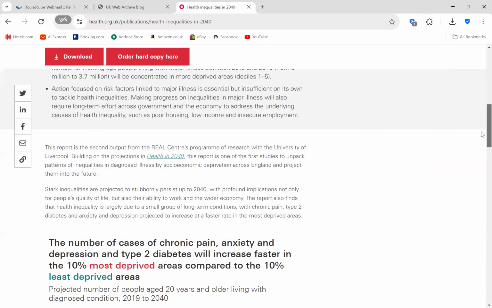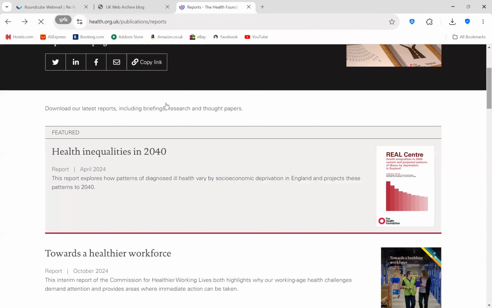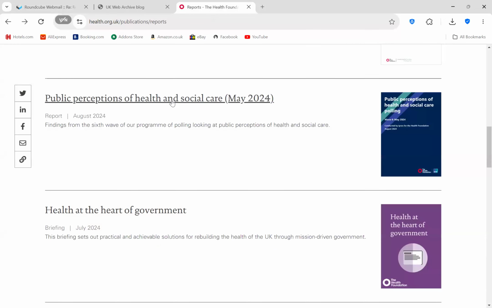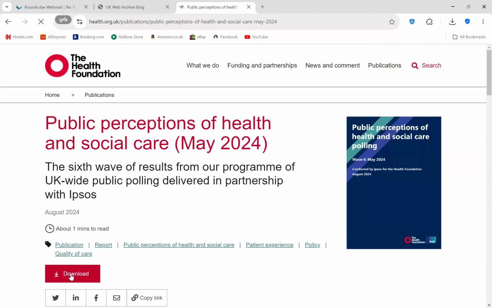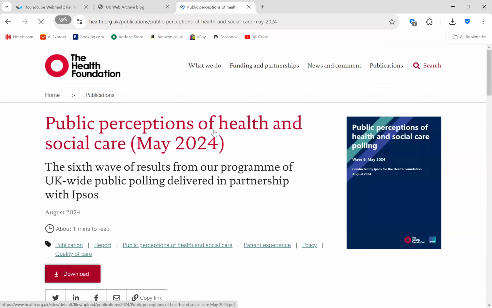There are several reports that you can have a look at. So let's say we want to see public perceptions of health and social care. This is a report that I can download. If I download it, it's downloaded there. And I'll just open it up for you. I'll stop sharing this and start sharing the downloaded report. So this is how you have to do it. If you have any problems, please reach out to us.